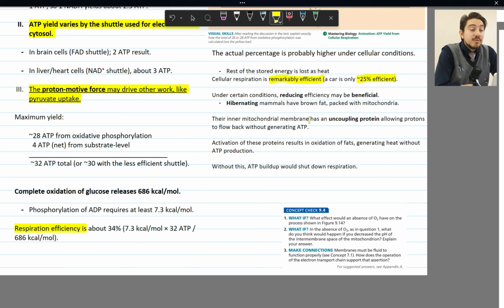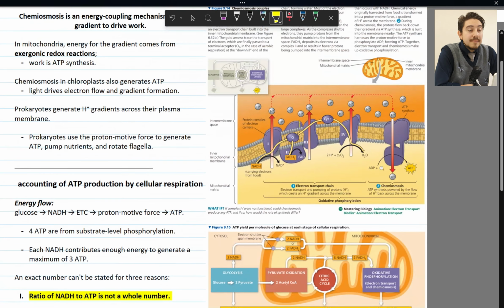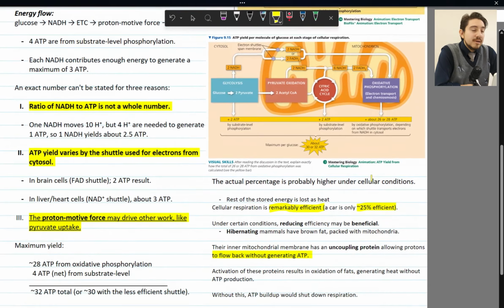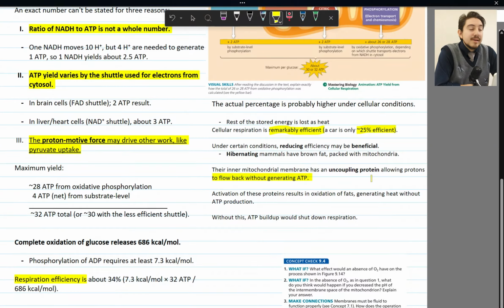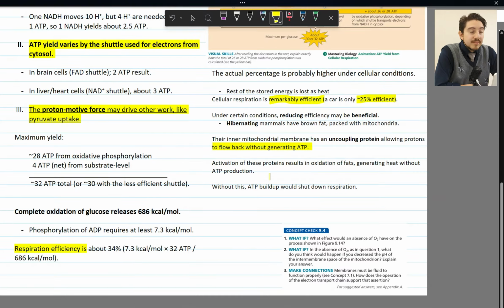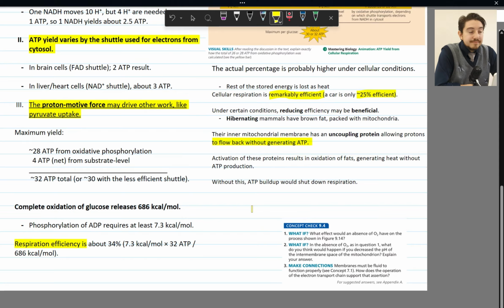Okay, so the inner mitochondrial membrane has an uncoupling protein that basically allows protons to flow back without generating ATP. So hydrogen ions will naturally go back down without necessarily generating ATP there. You don't need to generate a surplus of ATP if it's not necessary. So activation of these proteins results in oxidation of fats, generating heat without ATP production.